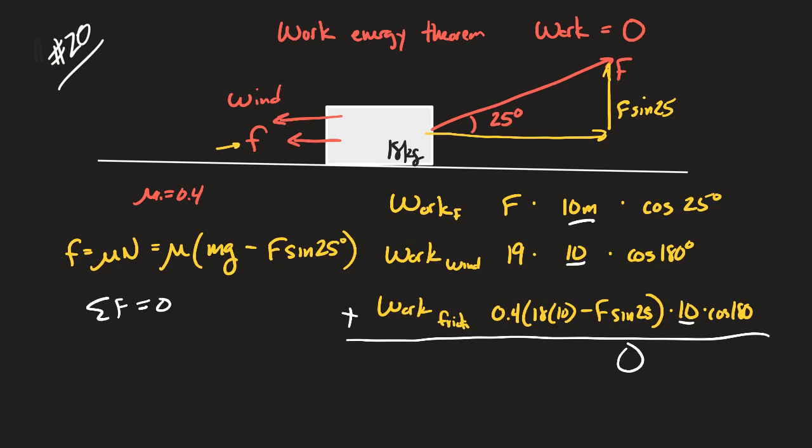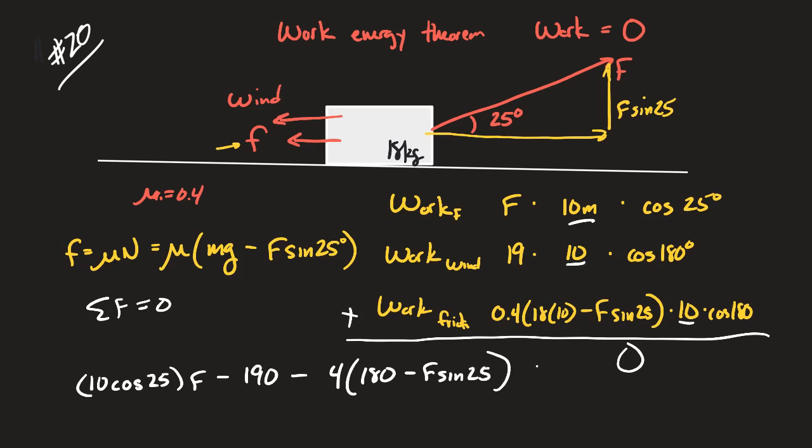Either way, that's going to be 10 cosine 25 times F, minus 190, minus, this one's going to be messy, 4 times 180, minus F sine 25, equals 0. Solve that for F.